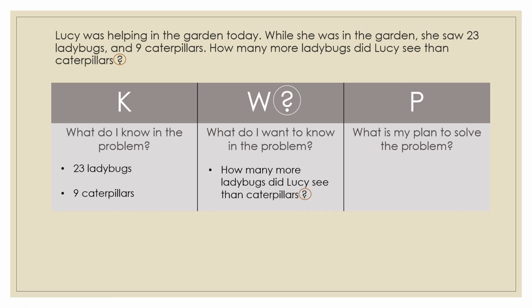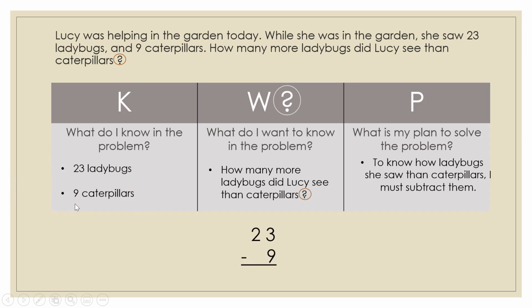Last, I need to find my plan. How am I going to solve this problem? To figure out how many more ladybugs Lucy saw than caterpillars, I know I have to subtract the number of caterpillars she saw from the number of ladybugs she saw. So I'm going to do 23 minus 9. When I look at the ones place, the 3 and the 9, I notice that there are more numbers on the floor, so I am going to have to go next door. I'm going to make one line through the 2 because I'm only going to subtract 1 away.